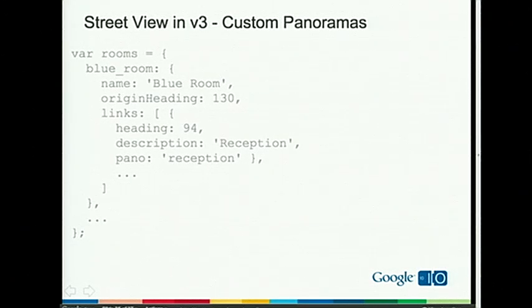So the next thing you need to do is to set up the geometry, basically the mapping of where the rooms go, how they link together. So what we've got is the link from the Blue Room. Our origin heading field tells Street View which heading the panorama starts at. So when you've got your 0, 0 tile, that's what it's heading towards. And then just an array of links which determine where you can go from this room and what heading the link should be on.